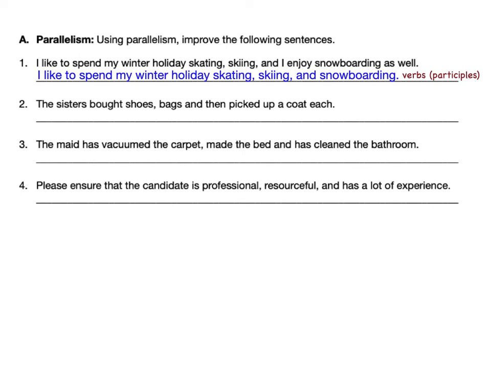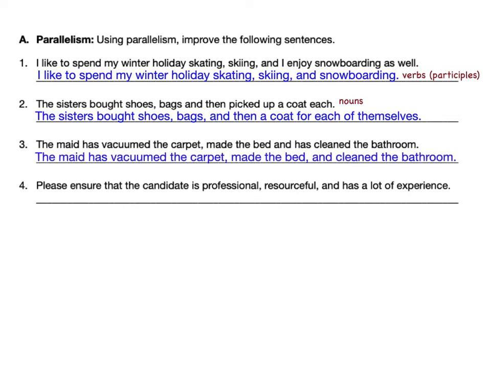For number 2, the answer is, the sisters bought shoes, bags, and then a coat for each of themselves. Here we're connecting nouns, shoes, bags, but to resolve the issue of picked up a coat each, I've chosen to keep the adverb then and use the expression for each of themselves.